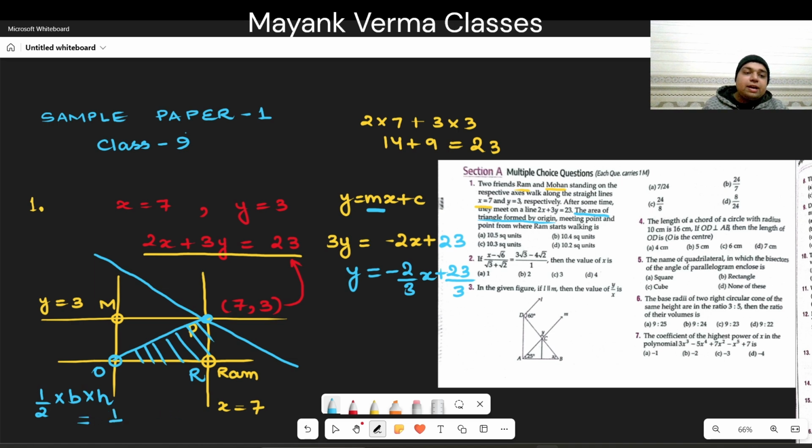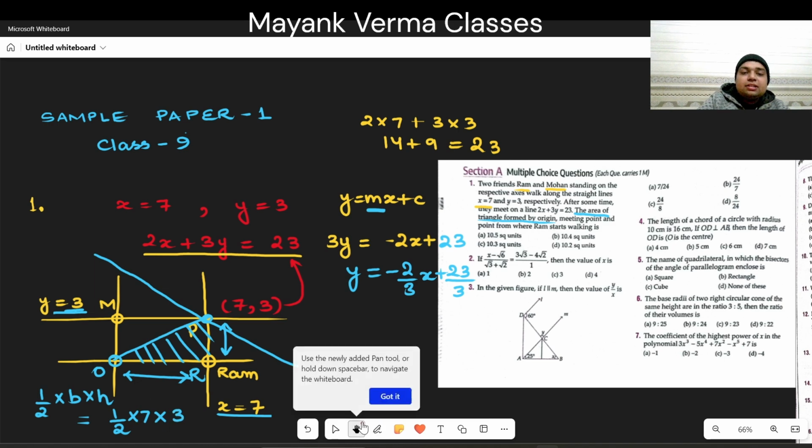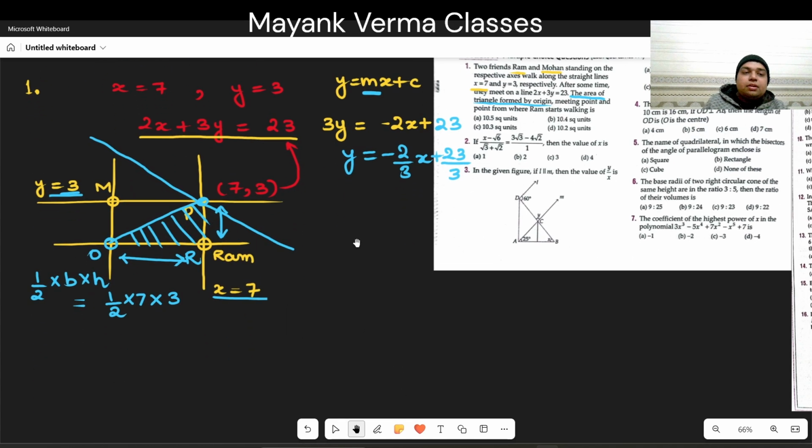So half times, what is the length of this base? OR is nothing but 7. 7 times H. H is what? This is 3. So you can write it down like this: area will be equal to half times 7 times 3, 3 sevens are 21. So 21 upon 2 will be 10.5 square units. That means option A will be correct.